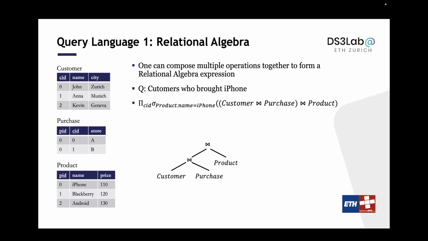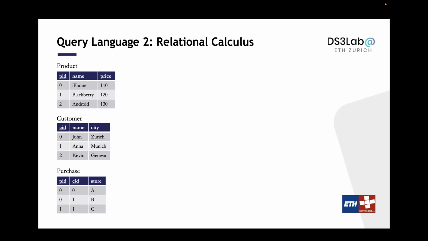Essentially, it expresses this relationship between all those operators and all those relations. This is possible because the signature of each operator is that it takes as input multiple relational instances and outputs a new relation, so you can stack them together. So relational algebra queries your data in this way.